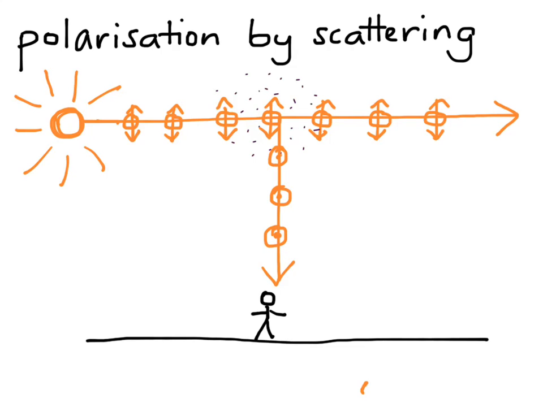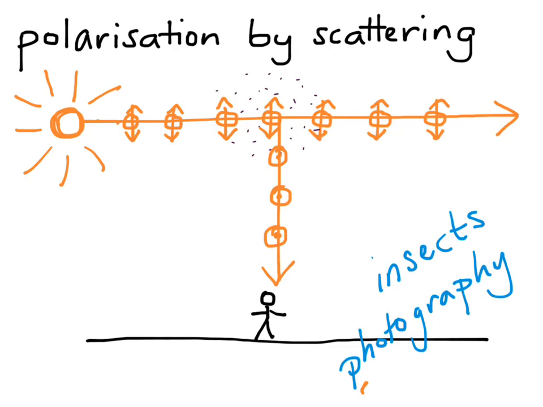Now, we haven't got much use for that, but insects, particularly bees, can use that to help them navigate, because they can use it to work out where the sun is, even if the sun is not visible in the sky. The one use that we do make of it is in photography, because it can improve photographs.